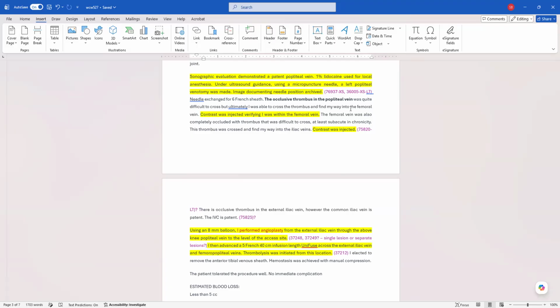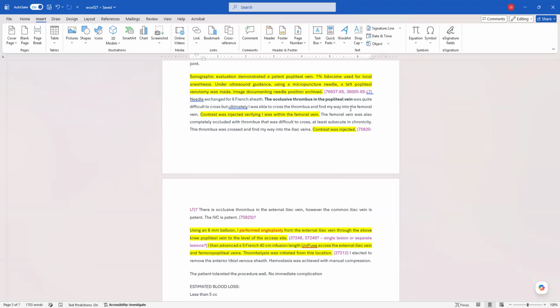Okay, so then after that, we see that using an 8 millimeter balloon, doctor says I performed angioplasty from the external iliac vein through the above popliteal vein to the level of the access site. So the question here is, we have this angioplasty. This is the first means of treating this particular occlusion. And it's a venous occlusion, obviously, so it's going to be coded with 37248 and 37249 potentially.